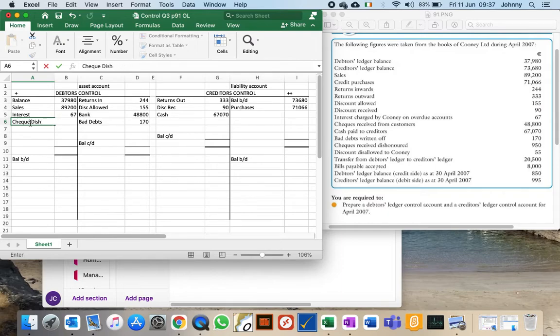I'm just going to say this. Okay. The amount is 950. Discount disallowed to Cooney. So this is discount that was allowed to me. The people who would be allowing me off money are creditors, and they have changed their mind or decided they're not going to give me a discount that I thought I was given. So some of the discount that I received here of 90, some of it has been cancelled, so it has to be reinstated, the amount of money we now do owe it.